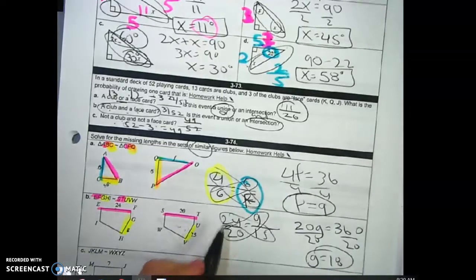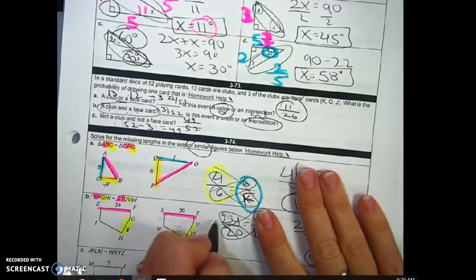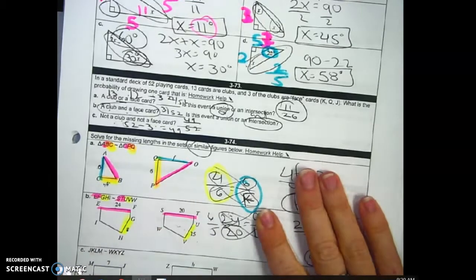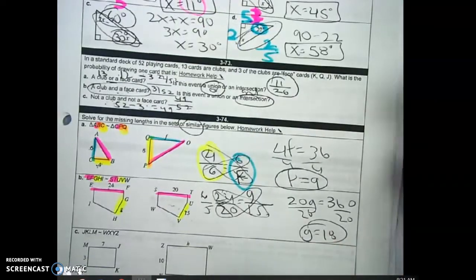Okay. Side note, instead of multiplying that, I could have actually simplified this by dividing by 4, 6/5, and then it would have been easier. 6 times 15 is 90, and then 5G equals 90, and then I still get 18.